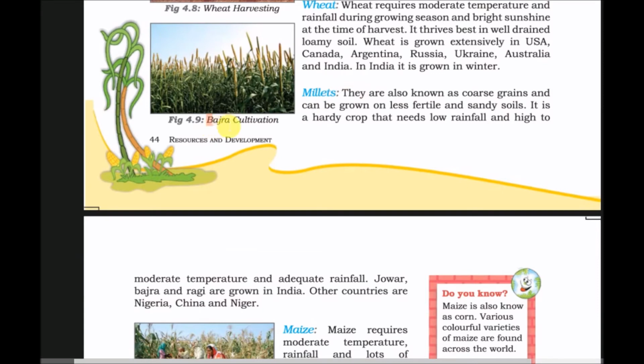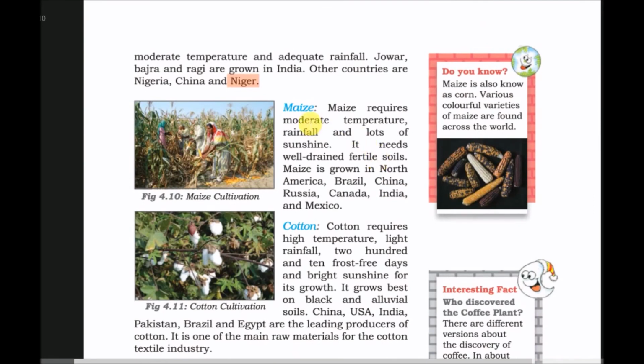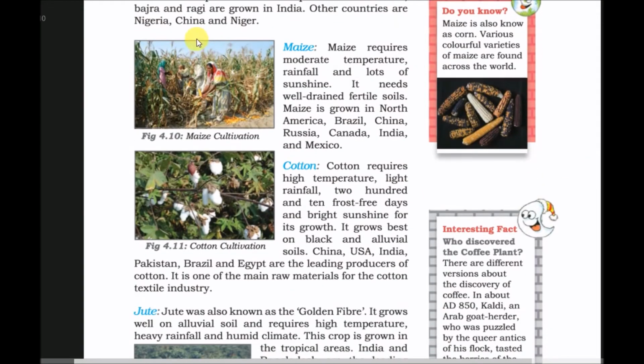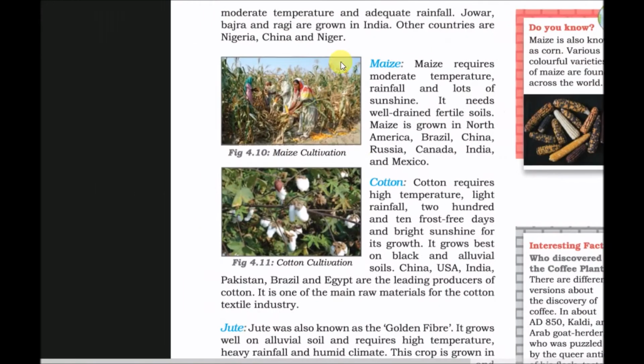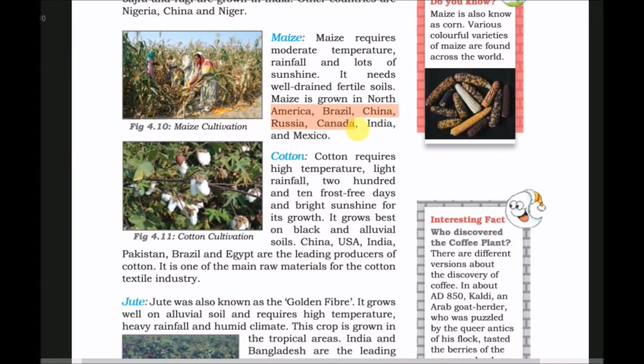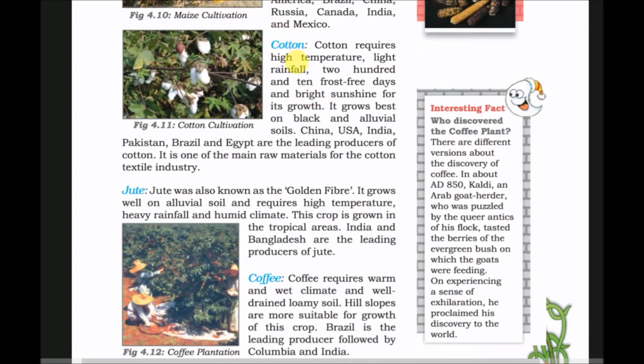Now millets are also known as bajra. It is grown in China, Nigeria, and Niger. It wants low rainfall and moderate temperature. Now maize cultivation is also done in America, Brazil, China, Russia, Canada, India, Mexico, and North America. Now cotton is grown in China, USA, India, Pakistan, Brazil, and Egypt, which are the leading producers. It takes high temperature, light rainfall, 210 frost-free days, and bright sunshine for its growth.